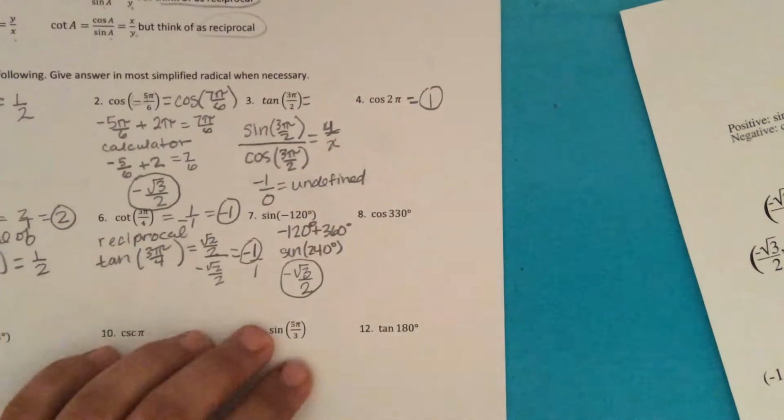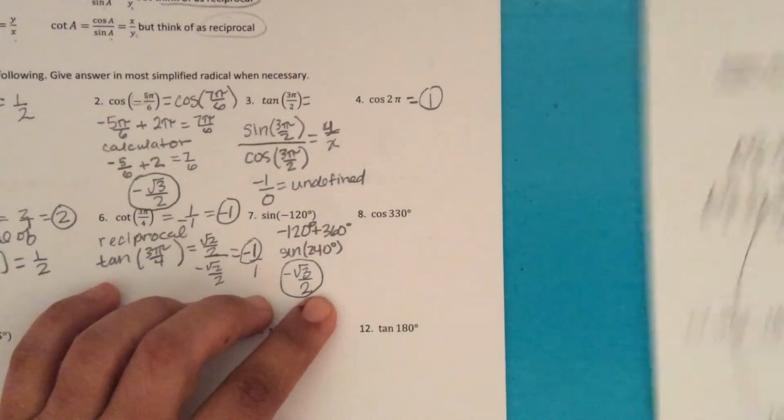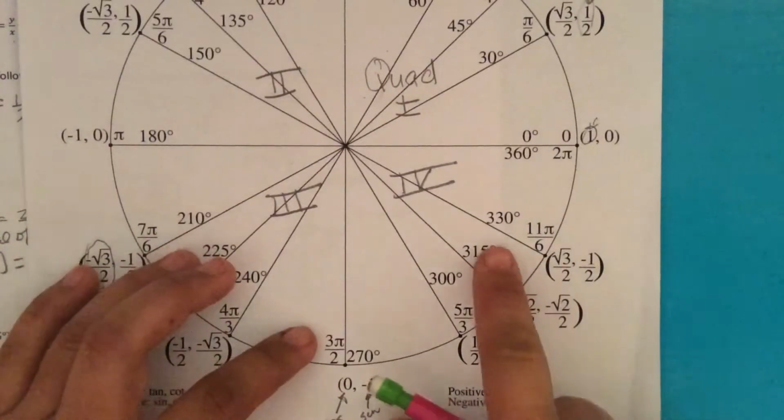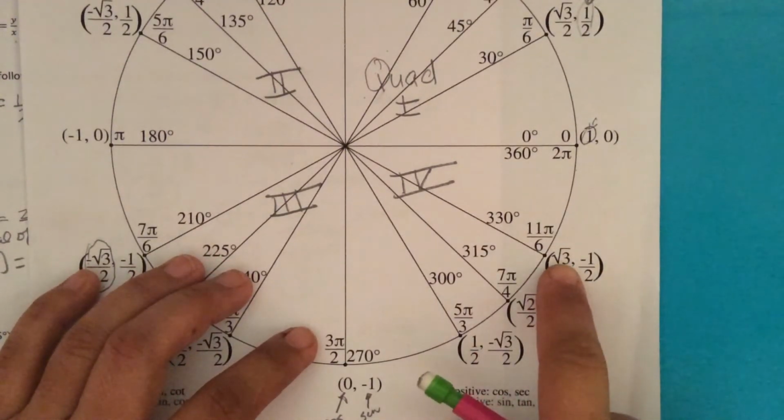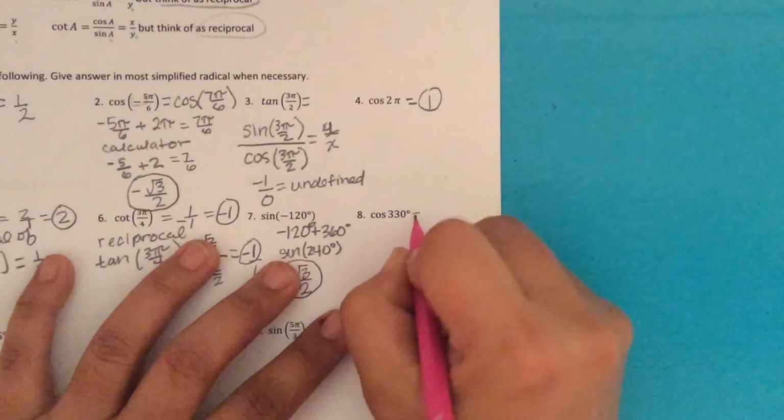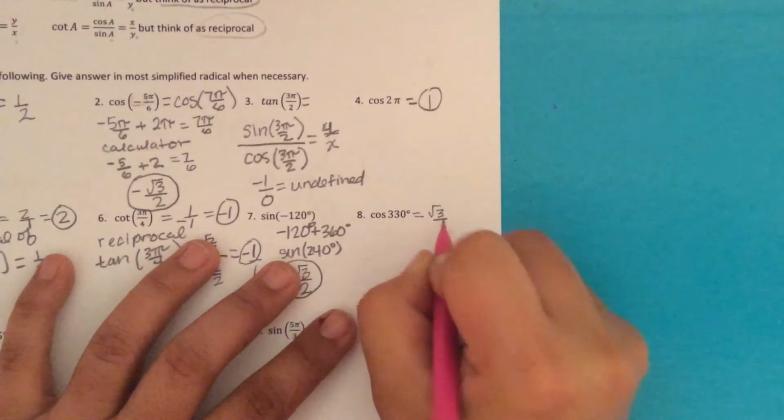Okay, the cosine of 330. Go look for 330. It's in the fourth quadrant. The cosine is the x value. So it's square root of 3 over 2. So this is square root of 3 over 2.